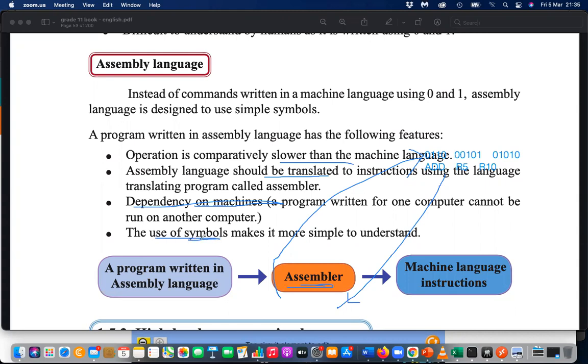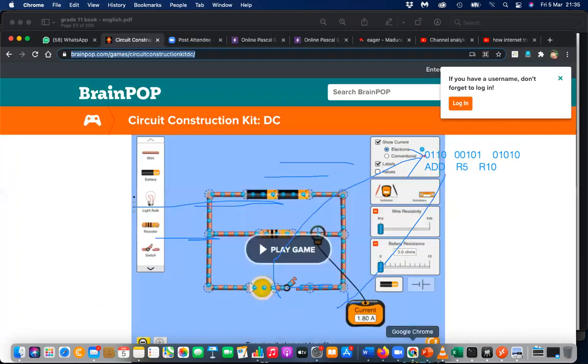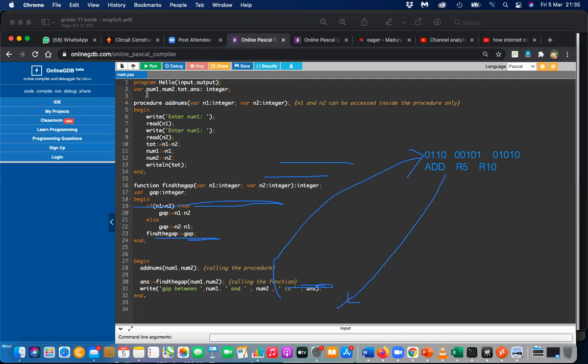Symbols, use of symbols. I have given the same example: add register 1, register 10. Something similar to this will be given in assembly. You can learn assembly code using some language, right? If you want to find a website to write assembly code, I think you can go to the same website, this one, and learn assembly. I'm not sure.